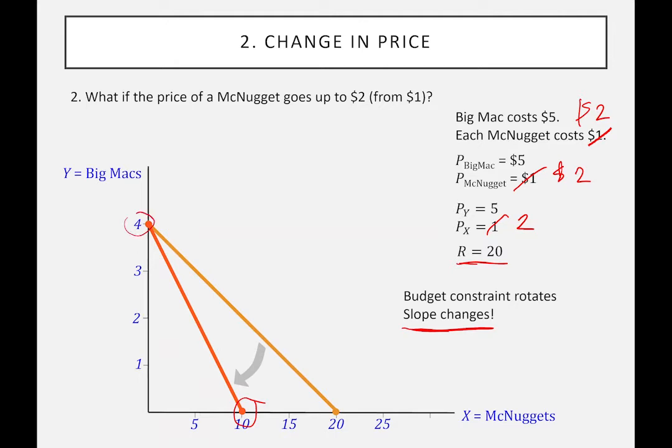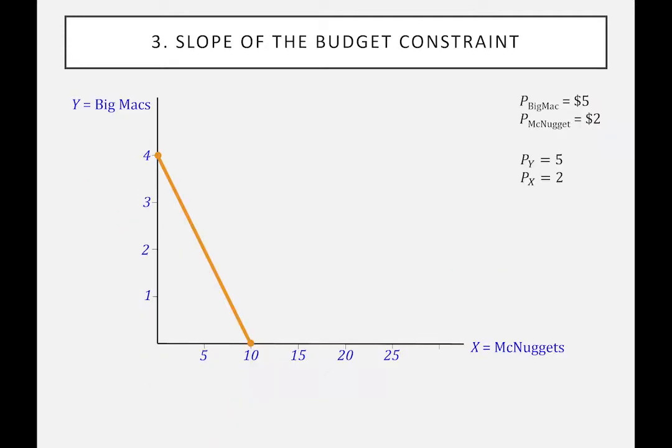But it's important to note that if we change one price, or, of course, change both prices by the same proportion, that's actually like giving less money. And that's another important point, by the way, we'll look at later.